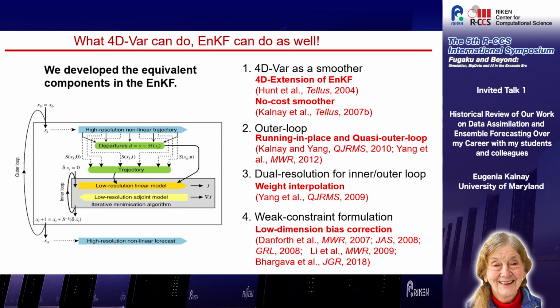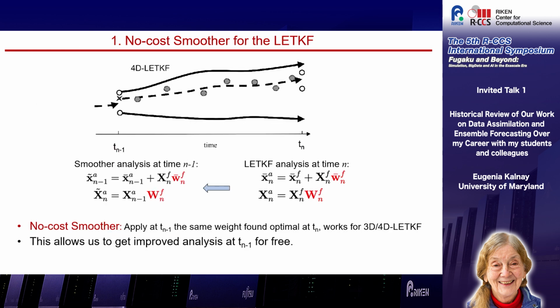To make the ensemble Kalman filter as good as 4D-Var, my group developed the equivalent 4 components in the ensemble Kalman filter, as we will see in the following slides. We found we can apply the same weight obtained from the current data assimilation cycle to its previous cycle. The more detailed proof can be found in Brian Hunt's 4D ensemble Kalman filter paper. Essentially, this property of the LETKF gives us a no-cost smoother, allowing us to get improved analysis for free.